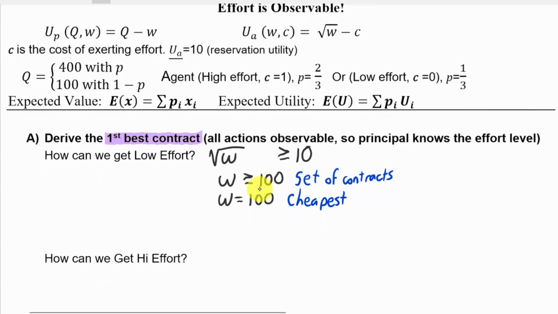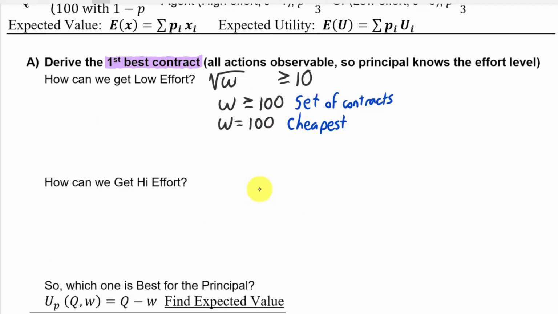So how could we get high effort out of this person? Very similarly, we need to look at the utility function of the agent, the square root of w minus c, and we need to keep that at least 10. But here, if the agent is going to provide high effort, then the cost of providing effort is 1.